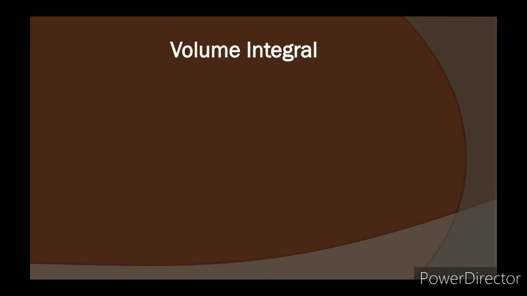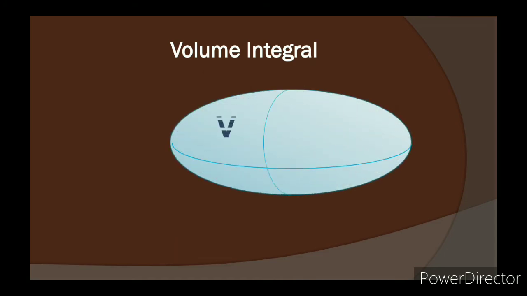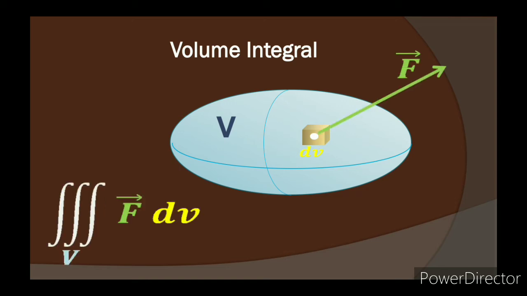Volume integral. Let us take a volume V bounded by a closed surface. We take a point inside the volume V and an elementary volume dV at that point. Then the volume integral of the vector field f in V is triple integral over V f dV. Here the field may be a scalar field phi. Then the volume integral will be triple integration over V phi dV.